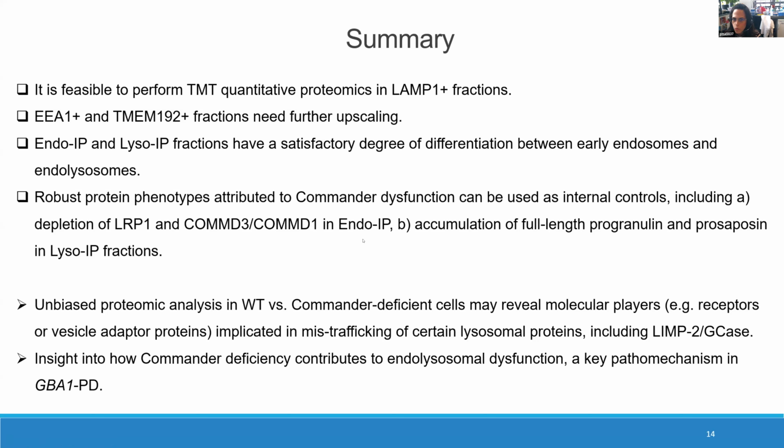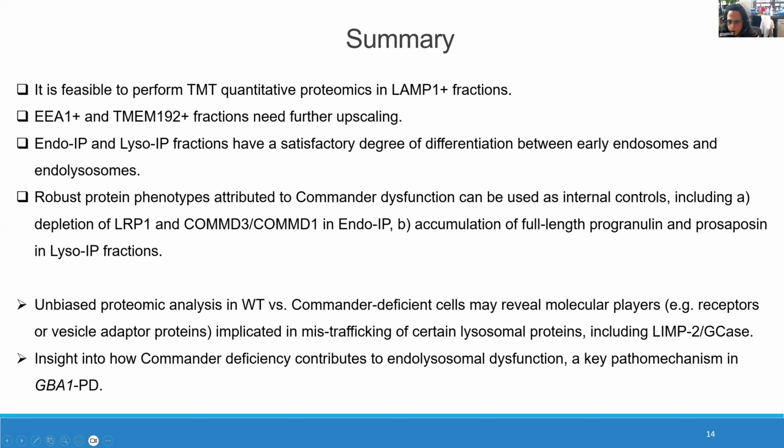that will help to evaluate how important a difference in other proteins is. This includes, number one, the depletion of LRP1 as a canonical substrate of the Commander complex in early endosomes. Moreover, the depletion of COMMD3 and COMMD1, which can be expected because this destabilizes the entire complex. And number two, another thing that's extremely robust and reliable is that we have seen this 3 to 4 times accumulation of full-length progranulin and prosaposin in the lyso fractions. We don't know why, but it's happening very much. So I think these could be some standards to evaluate how important other differences are.